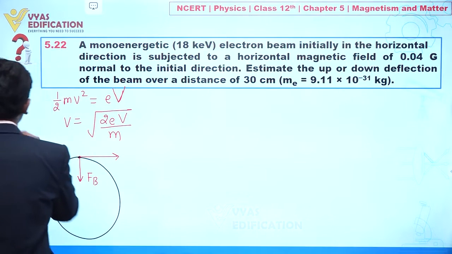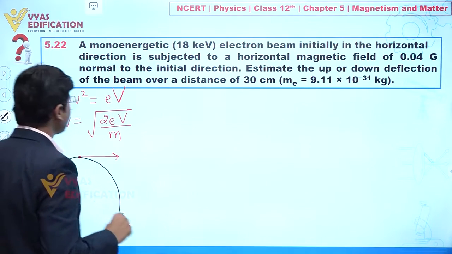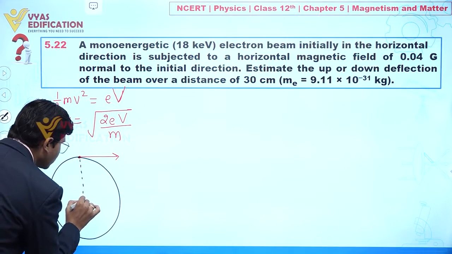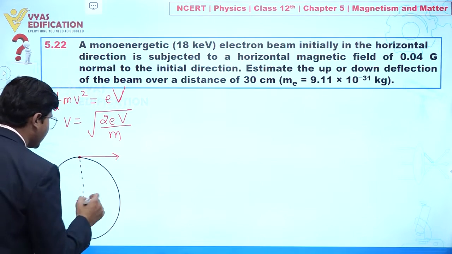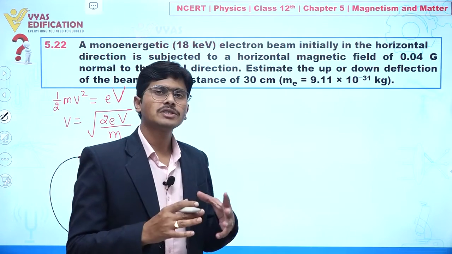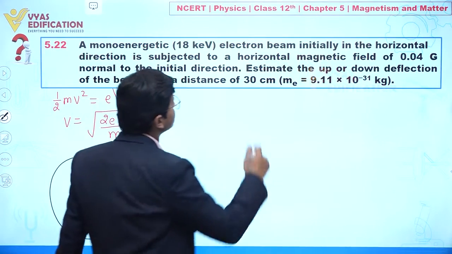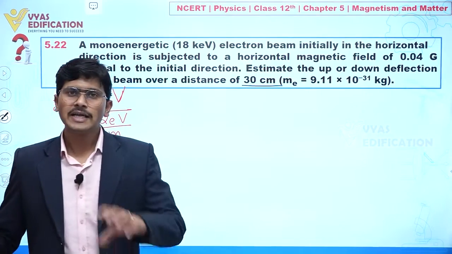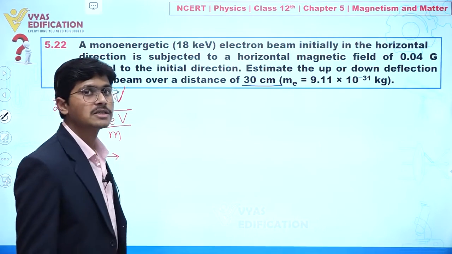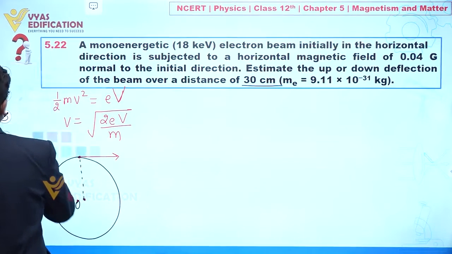Clear? So concentrate. Now it is completely clear to you that this electron will move in a circular path. So let's suppose I am taking this as the center. Clear? And now let us try to understand what this question is asking. The question says to estimate the up or down deflection of the beam over a distance of 30 centimeter. It means when this electron beam has moved 30 centimeter in horizontal direction, what is the total distance covered in vertical direction, you have to find. Clear? So very simple question we have.